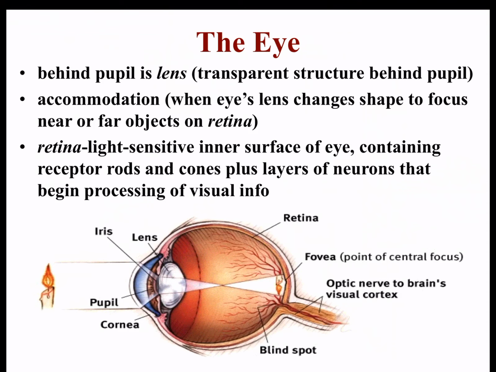So our visual acuity is built upon the lens. If you look at the picture down at the bottom, the lens is that hard glass object that you see in your eye right behind the pupil.